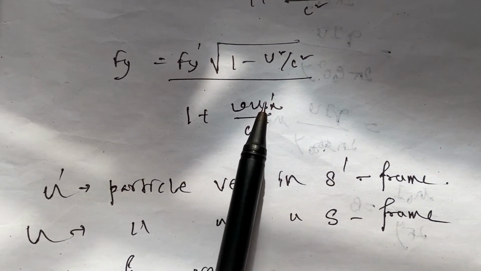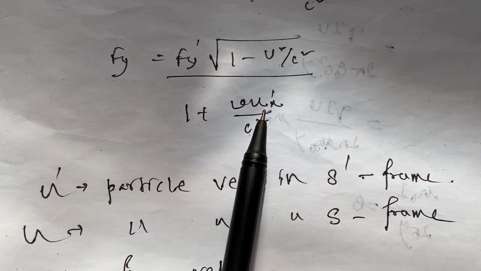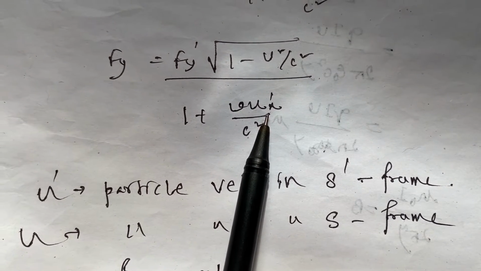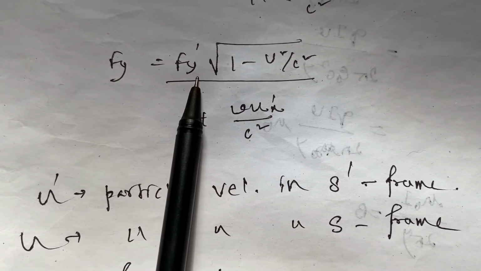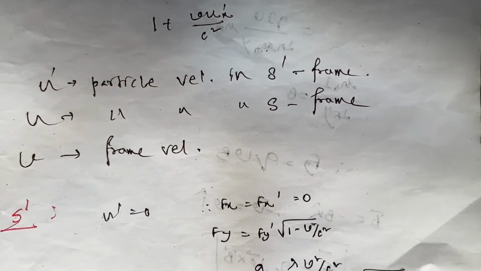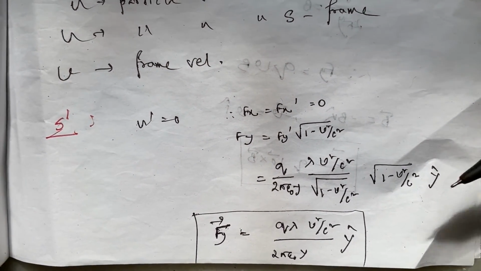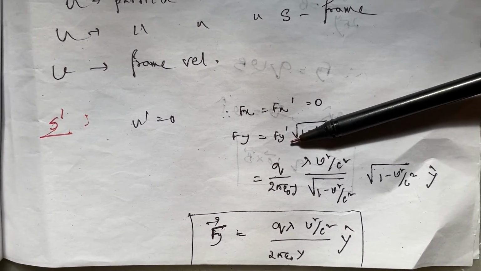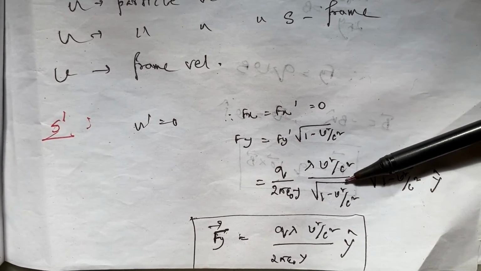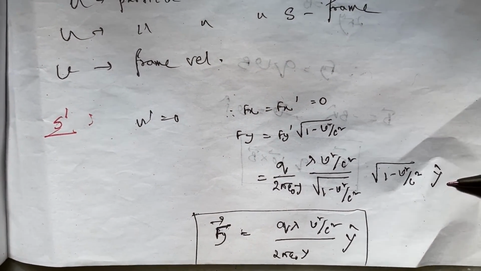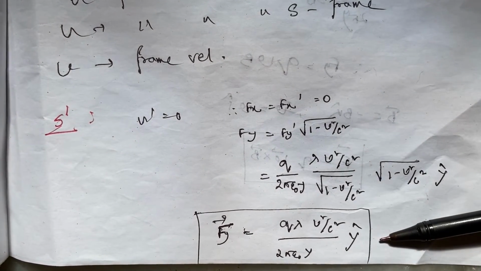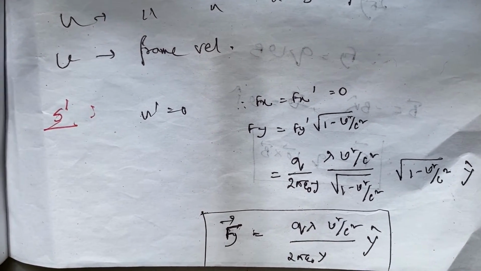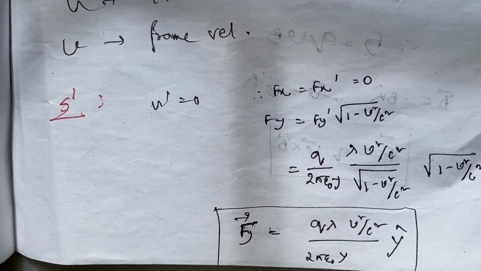Now this ux prime is equal to 0 because the particle is not moving in the x direction as observed from the S prime frame. So if we put this equal to 0, we have Fy equal to Fy prime times root over 1 minus v square by c square. And if we put the expression for Fy prime that we derived earlier, we have the value of the force experienced by the charge q in the S frame, and this is along the y direction.